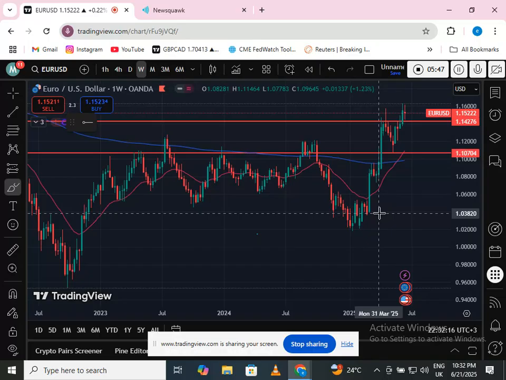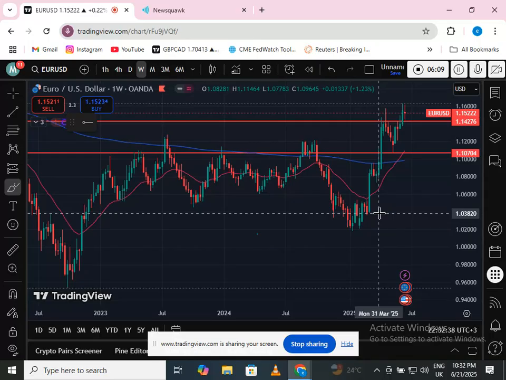Take a look at the first quarter GDP of these two countries. The euro has a good GDP of positive 0.6, whereas the US is at negative 0.2. What that means is that the euro economy is stronger than the US economy. Don't forget about the tariffs issue. As I said, the tariffs issue also led to the devaluation of the US economy.